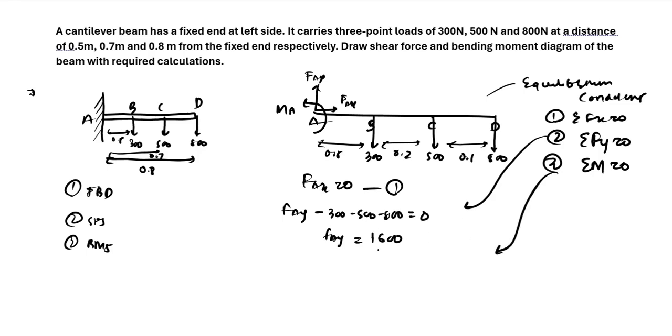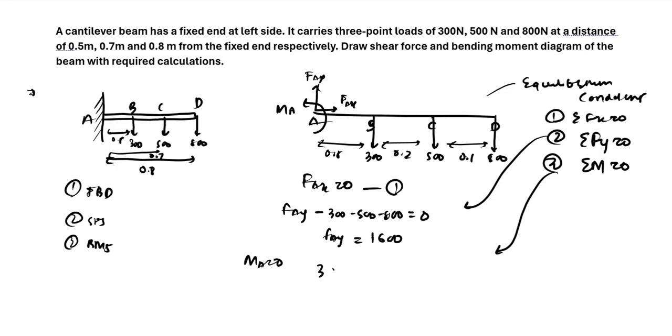And from the third condition, we will get the unknown moment. Let us calculate moment at point A and equate it to 0, which is summation of moment at any point is 0. So you can apply this condition at A, B, C, D. But we are applying it at A because we need to find the unknown moment at A. You can apply anywhere. The unknown moment should come out to be the same.